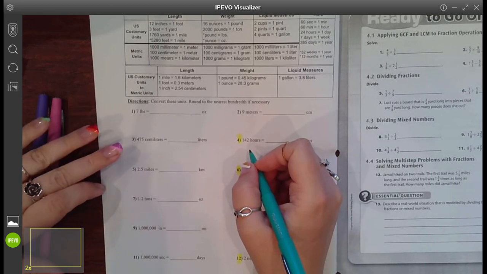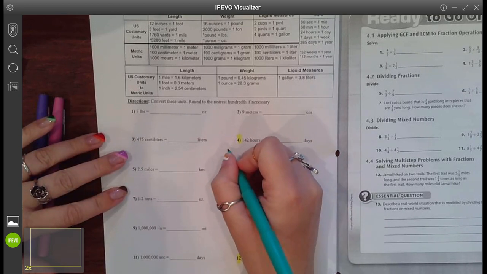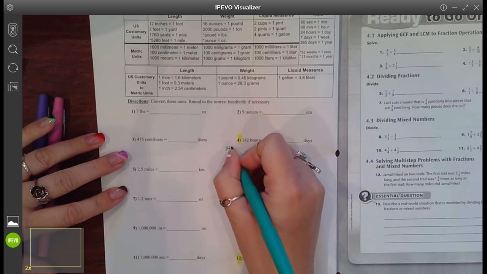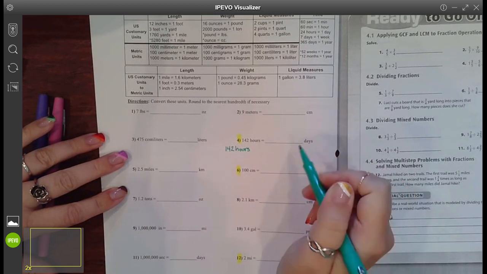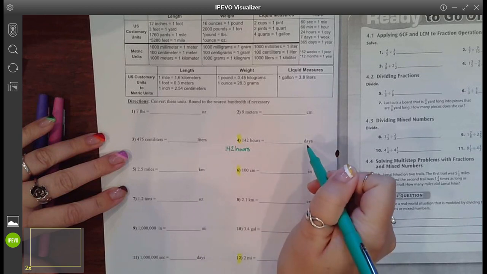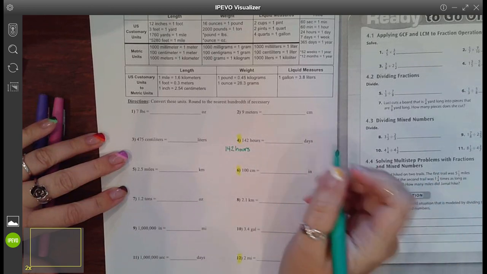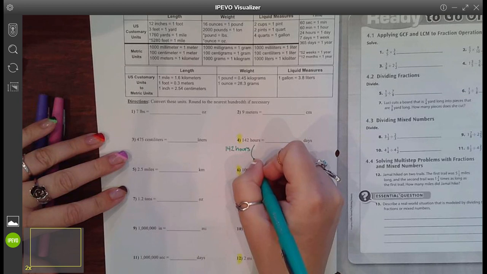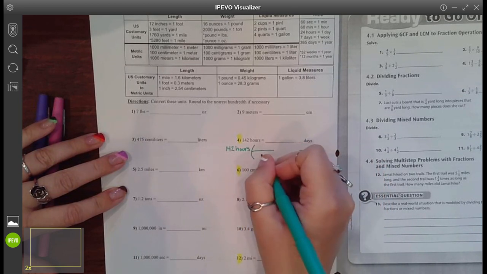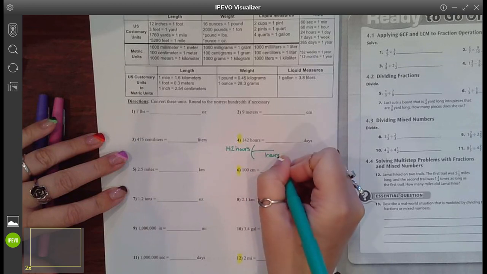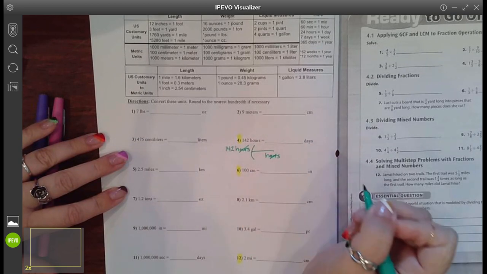The first one, number 4, we're going to do together. Always start with what you're given. 142 hours. Okay, now I want to change hours to eventually become days. So how would I get there? Well, I do actually know how many hours are in a day, right? So I want to put the units that are alike diagonally across from each other so that they'll cross cancel.